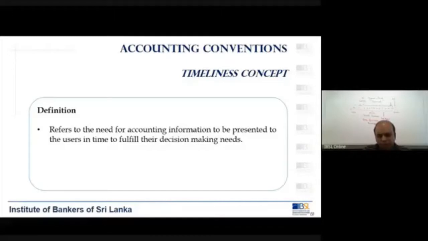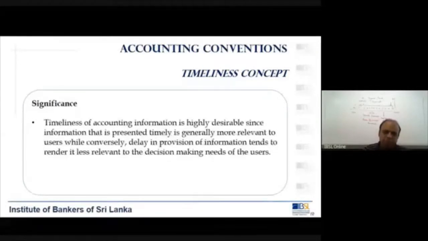But like what happened this year, there could be situations where abnormal conditions might delay the process of preparing financial statements. The COVID-19 pandemic was totally unexpected, but in regular terms, you have to ensure that the financial statements are prepared on time and made available to the reader or the decision maker. So the same thing is put here. Timeliness of accounting information is highly desirable, since information that is presented in a timely manner is generally more relevant to the users, while conversely, delay in provision of information tends to render it less relevant to the decision-making needs of the user. Which means if you delay it, it becomes obsolete in the hands of the reader.